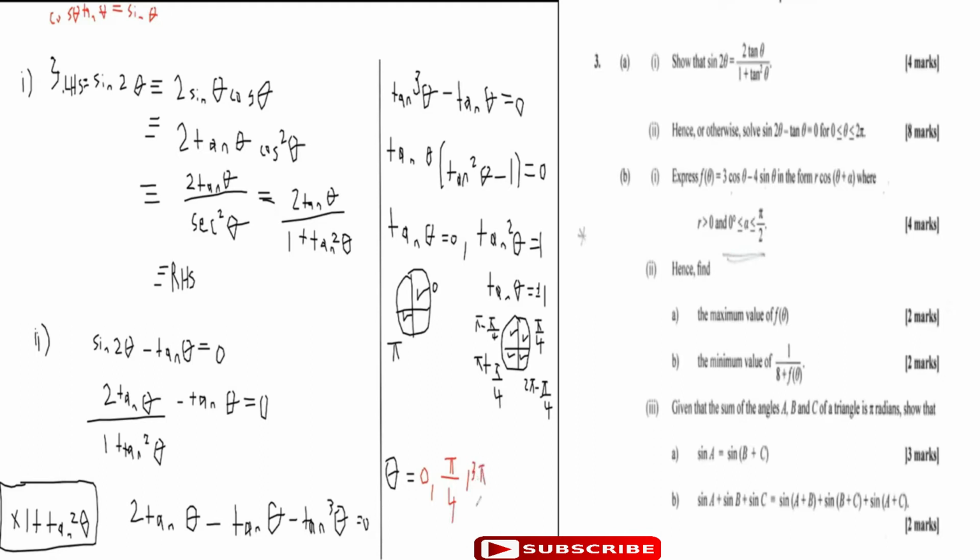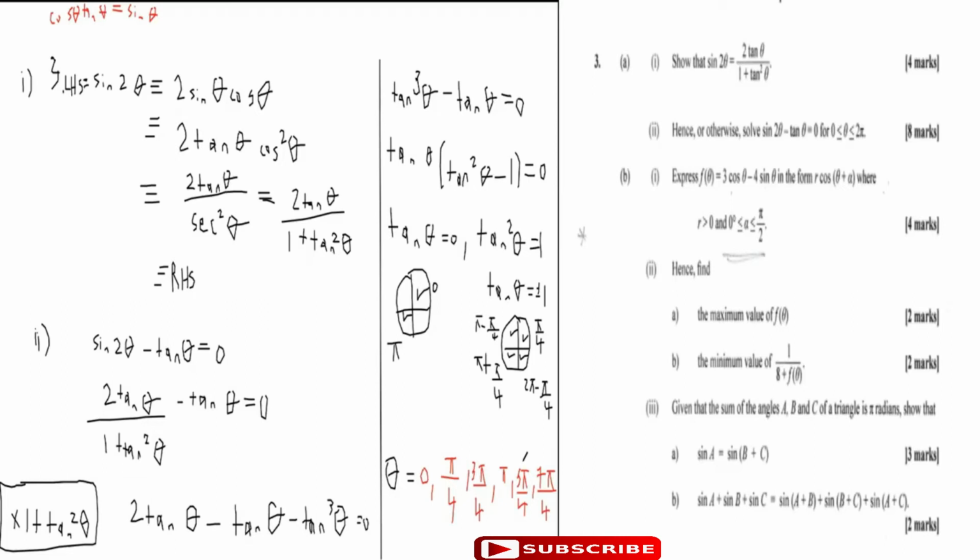Or theta is equal to pi, or theta is equal to 5 pi by 4. Or theta is equal to 2 pi minus pi by 4, which is 7 pi by 4. Nice and easy. And that takes care of this question.